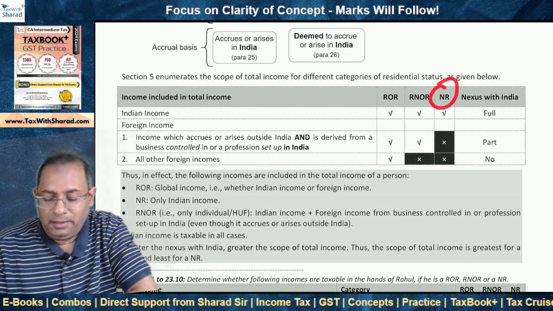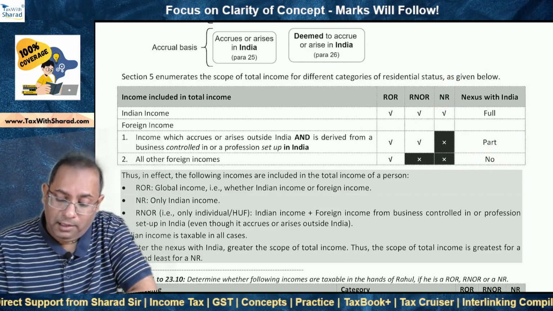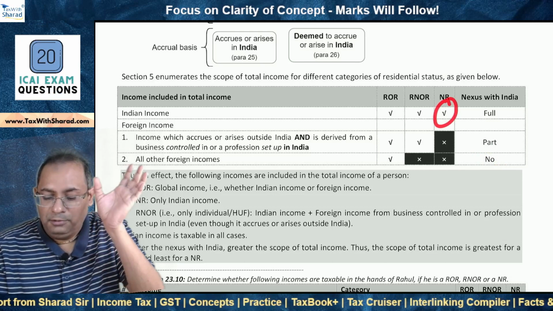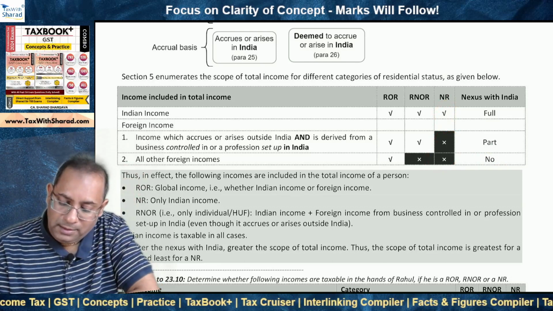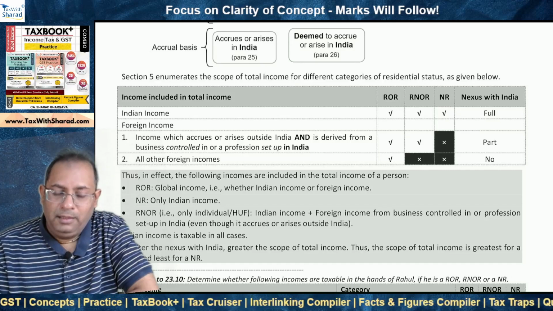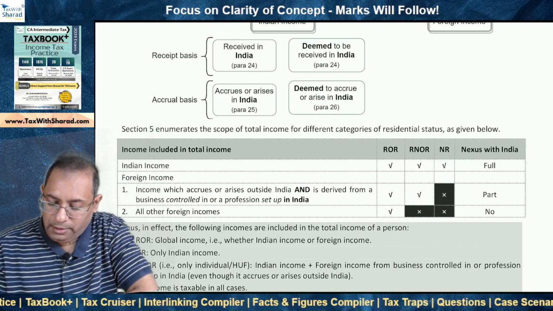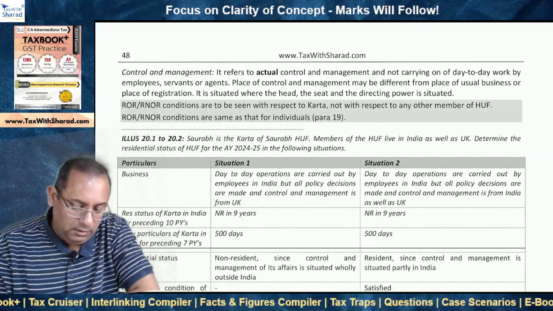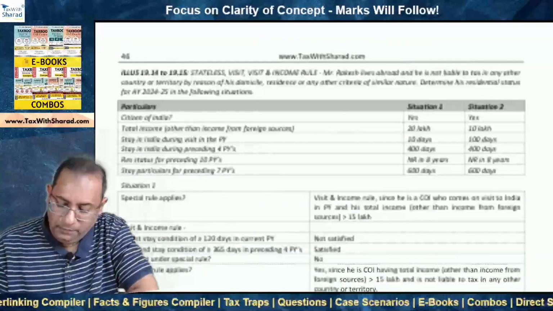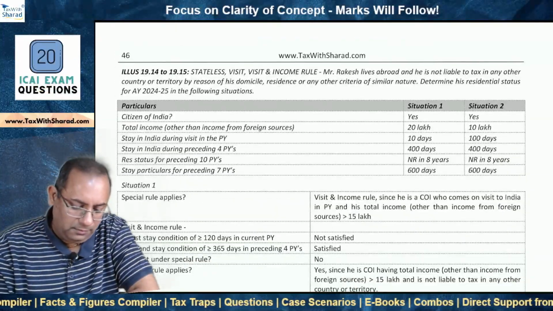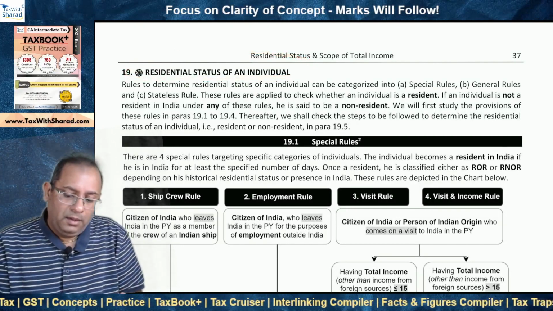In the case of a non-resident, the nexus with India is least or nil, and therefore what is taxable is only the Indian income, and foreign income is not at all taxable. So the greater the nexus, the greater the taxability; the lesser the nexus with India, the lesser the taxability. And this is the logic that you will observe when you look at the provisions for determining residential status. Now we will discuss how to find out the residential status of an individual.